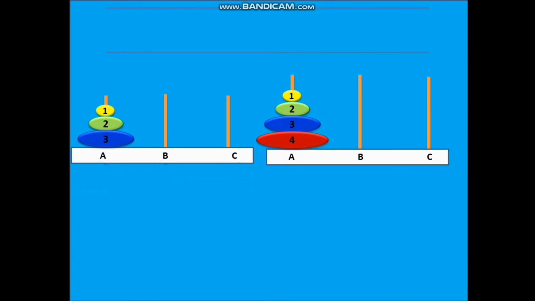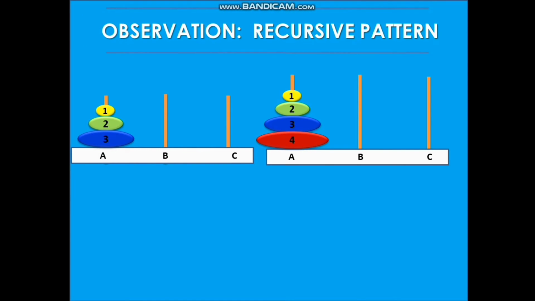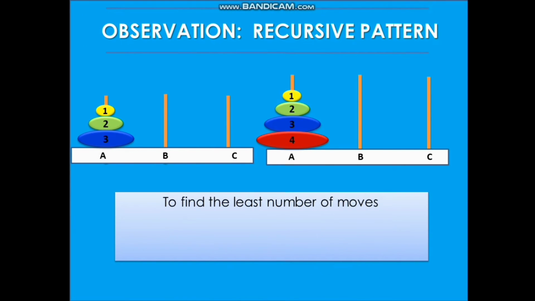Okay, from that process of moving na ginawa natin sa 3 and 4 discs, I observe a pattern, which is called the recursive pattern. So in order to find the least number of moves, first, we need to transfer n-1 discs to peg B. So if i-illustrate natin siya sa 3 and 4 discs, ganito siya.